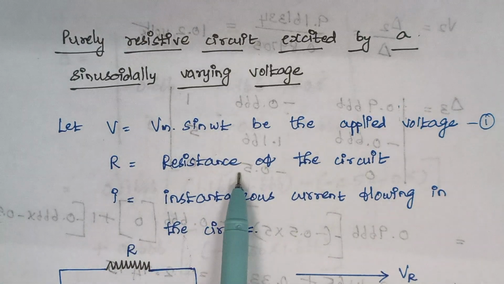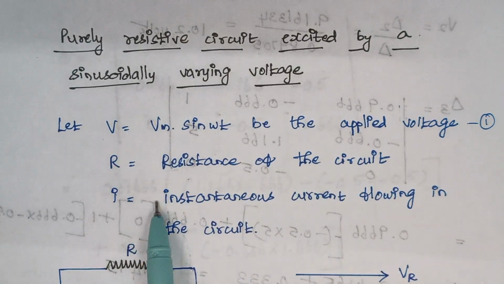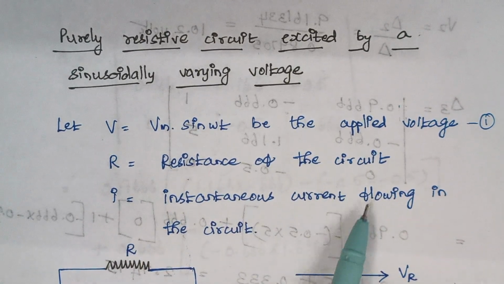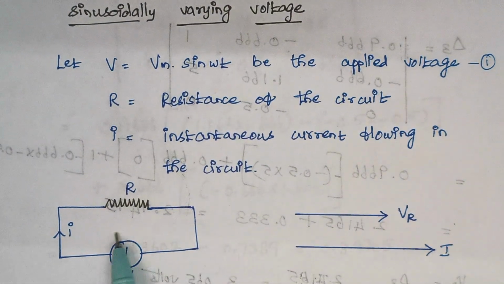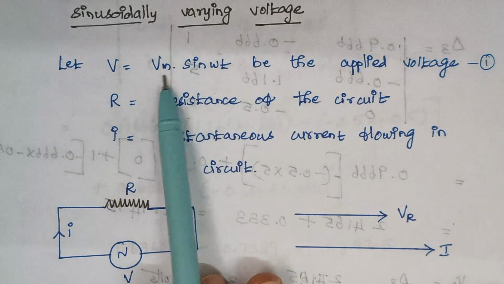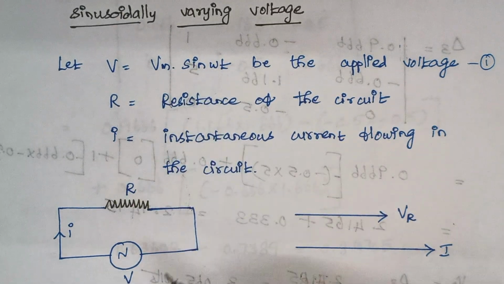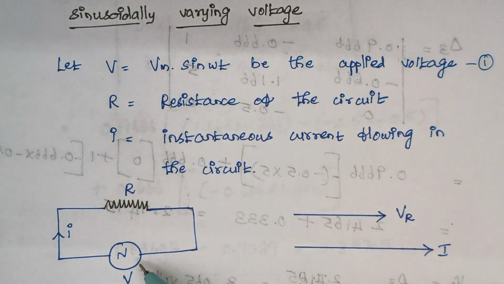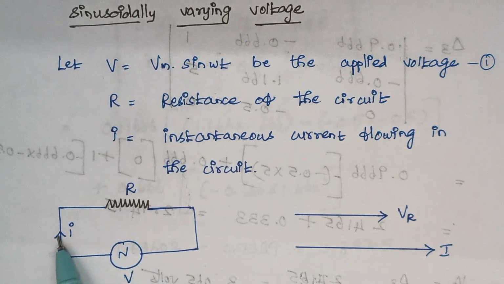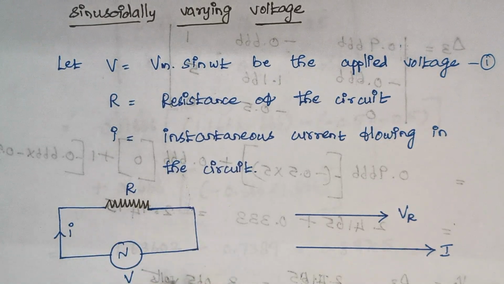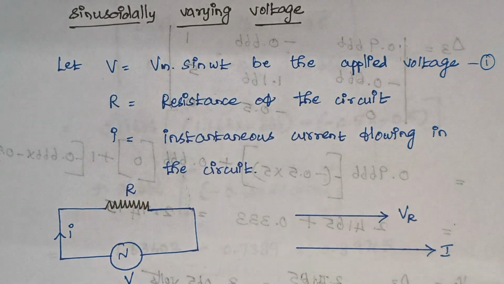And R be the resistance of the circuit and i is the instantaneous current flowing in the circuit. Just look at this diagram, right? So v is nothing but Vm sin omega t. So this is the input sinusoidal voltage, right? And R is the resistance of the circuit and here i is the current that flows through this circuit, right?